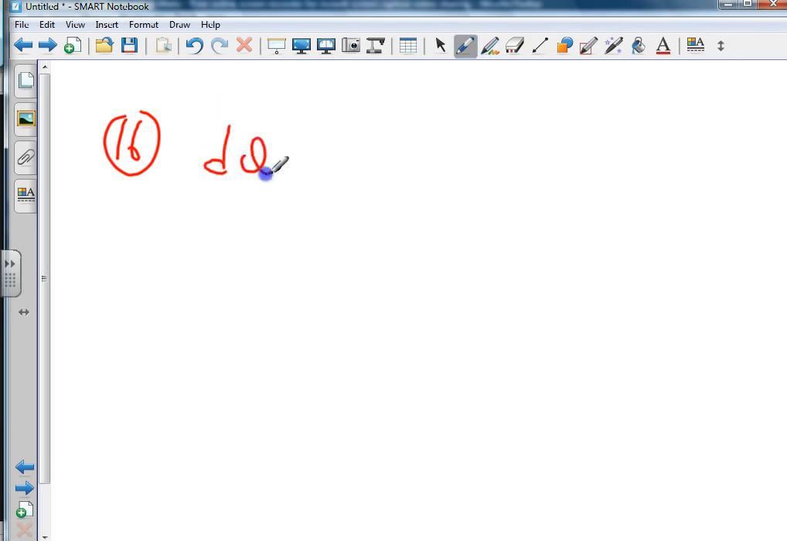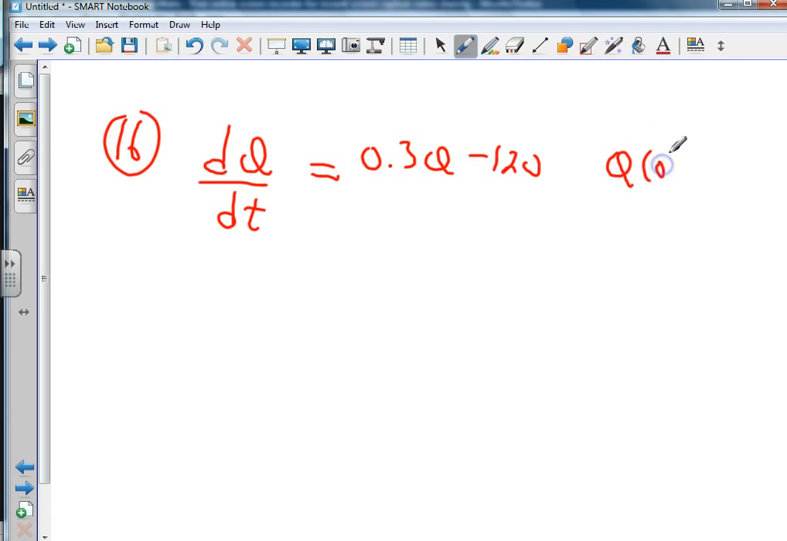dq dt, some quantity changing over time, is equal to 0.3 q minus 120. And q of 0 is 50. Can you find q as a function of t, the particular solution? Isn't this the same thing? Except you want to factor out what? 0.3. Now remember, factoring is just dividing. If I divide everybody on the right side by 0.3, what's left?